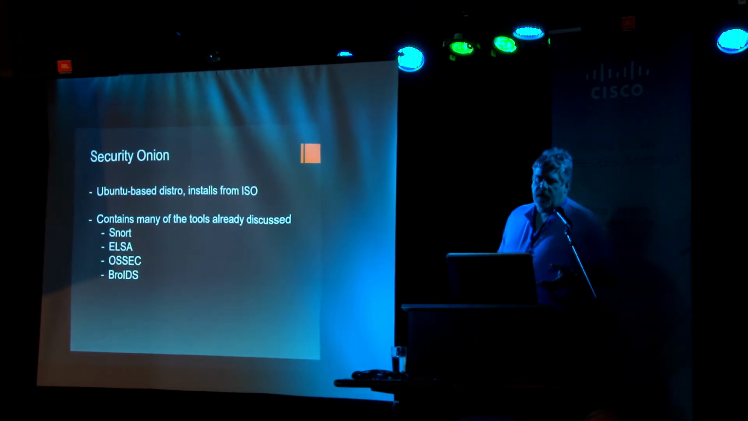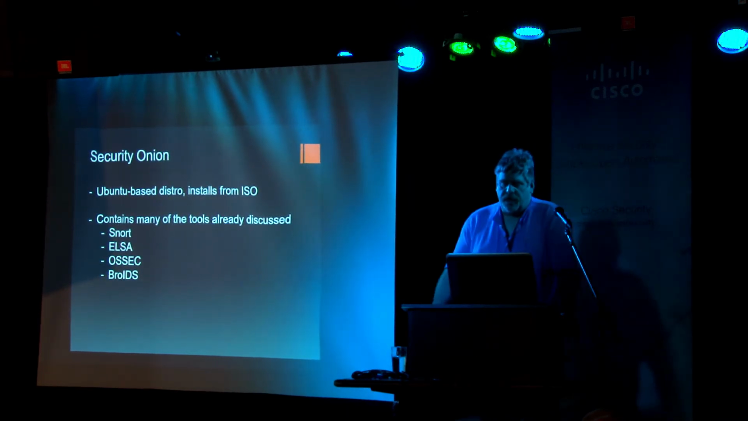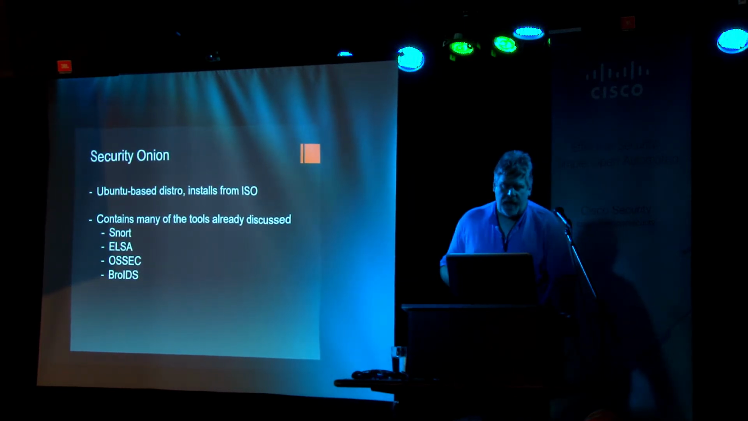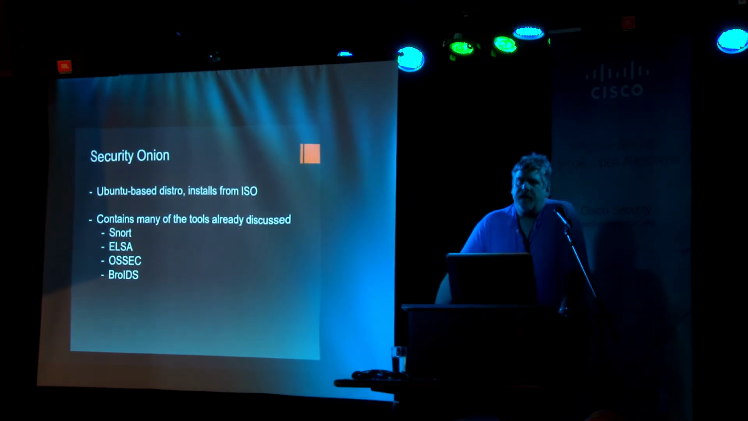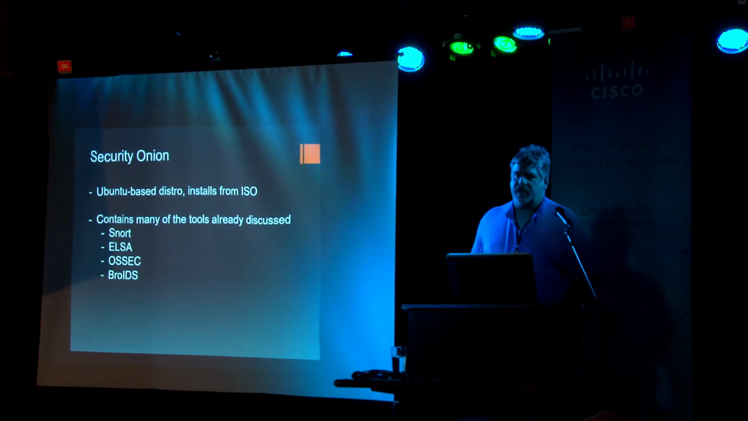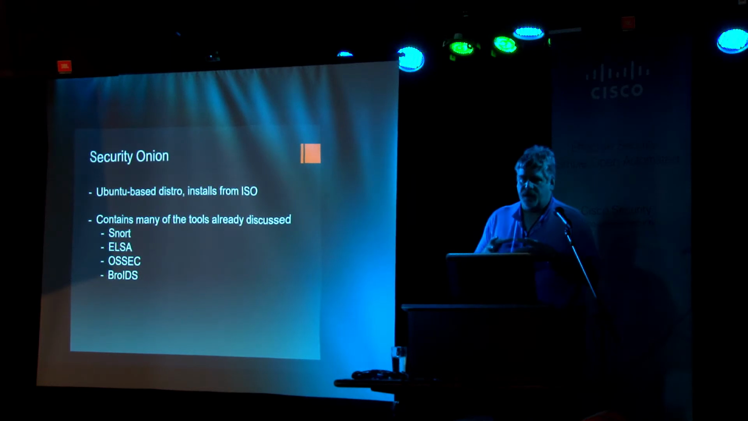Security Onion is a Unix-based distro, installs straight from an ISO, installs on a VM, and it contains a lot of the tools that I've already talked about. So it contains Snort, it contains Suricata, it has OSSEC on it, it has BroIDS on it, it has a number of other tools. I haven't found a live or a bootable USB version yet, but that kind of makes sense if you think about it, because Security Onion really is to defense what Kali is to offense, okay? So it's kind of an all-in-one distro that helps you protect things.